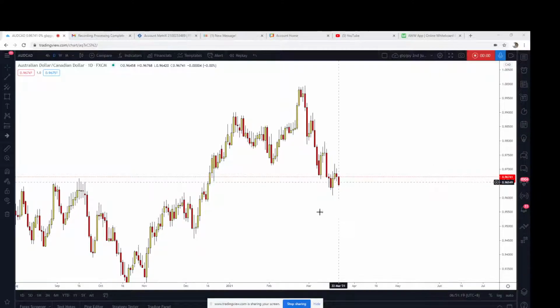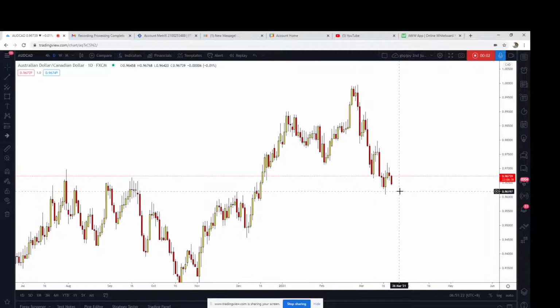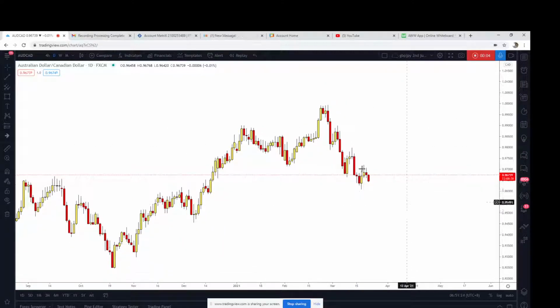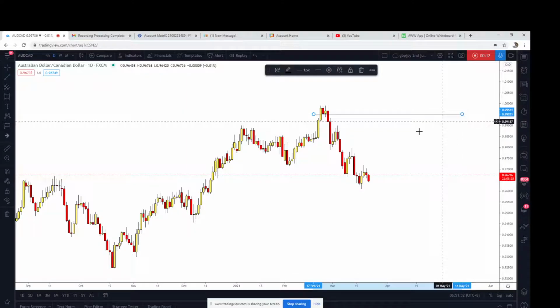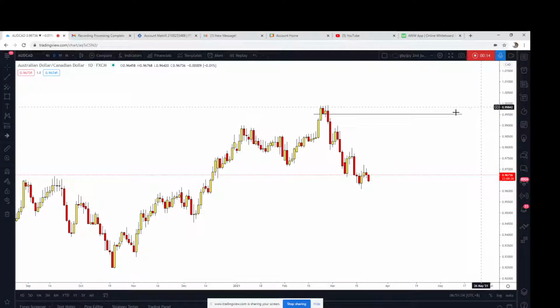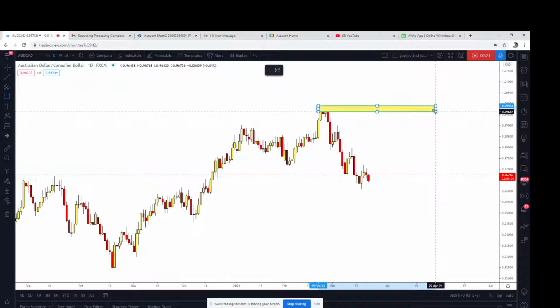Okay, so this is my live analysis for AUDCAD for the upcoming week. This week, we have seen the daily price looking towards the downside, so supply has taken over. This one is a rally base drop, so that makes this into a supply zone.